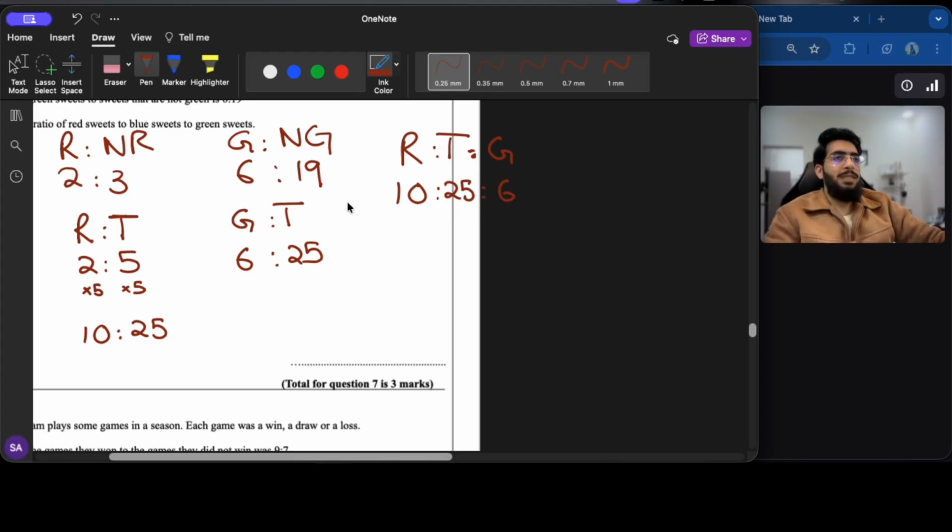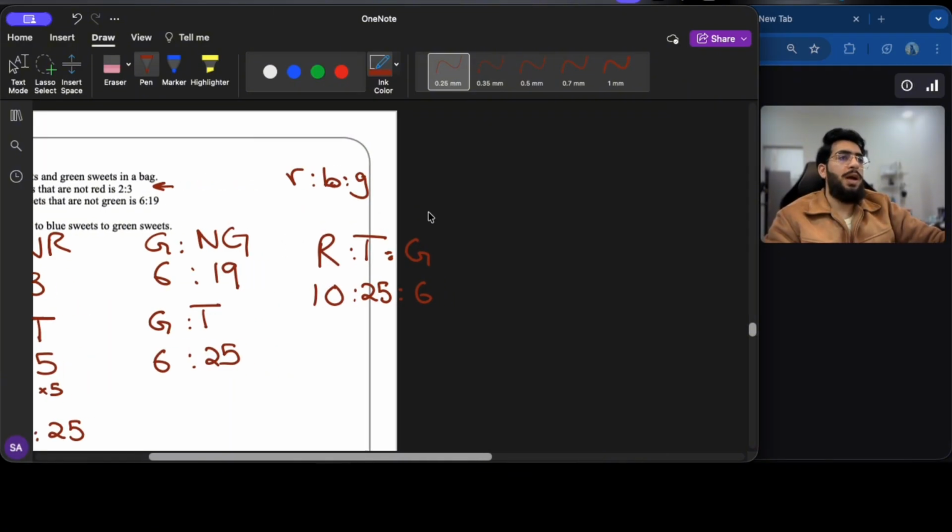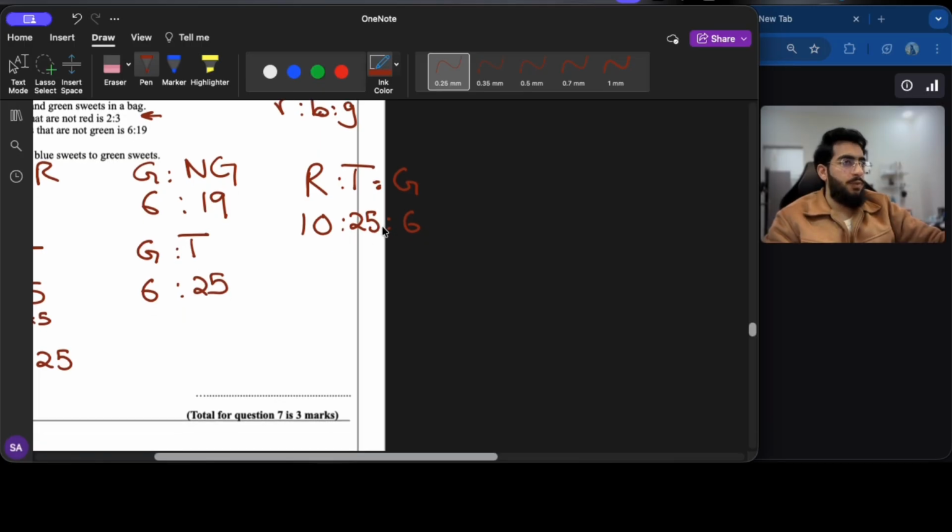Now, since the question asks for red ratio blue ratio green, and not red ratio total ratio green, I can just work out the value of blue now. Since I know total is 25, green out of which is 6, red out of which is 10, I could just do total minus red minus green to work out what blue is. So, total is 25 minus red is 10 minus 6 would give us the value of blue.